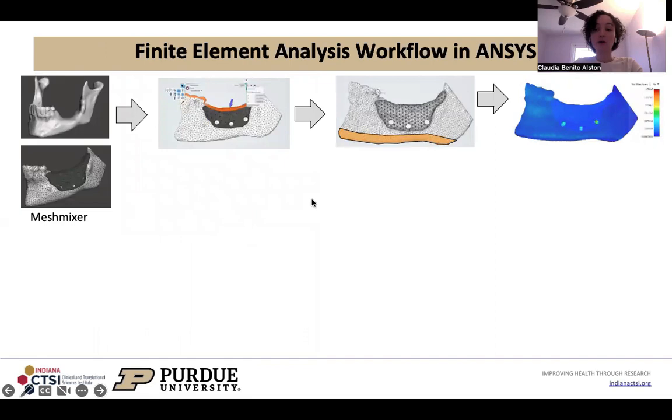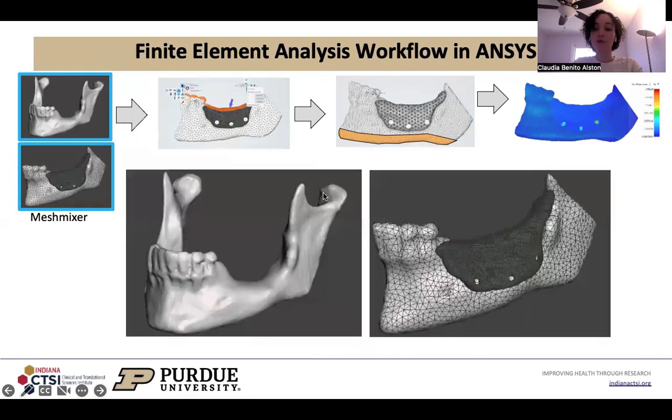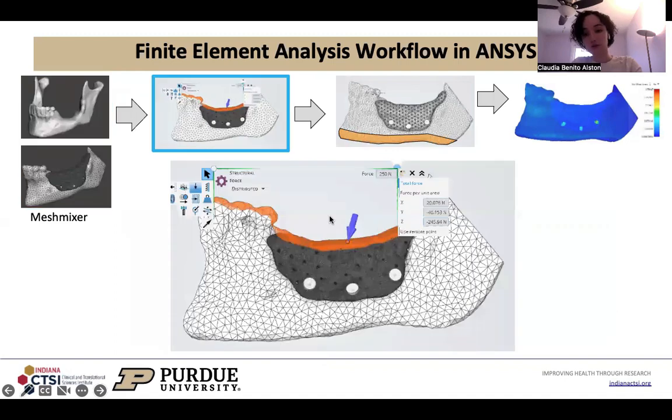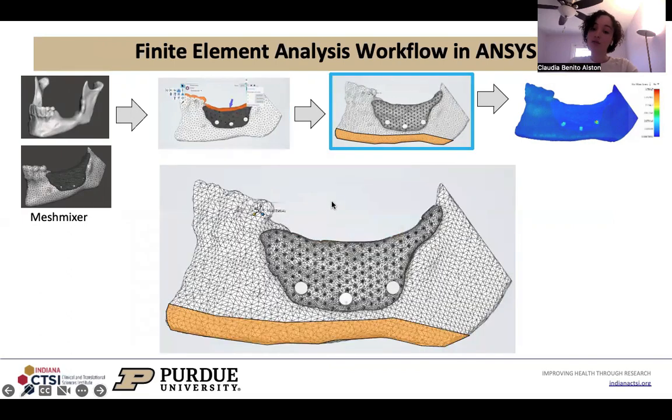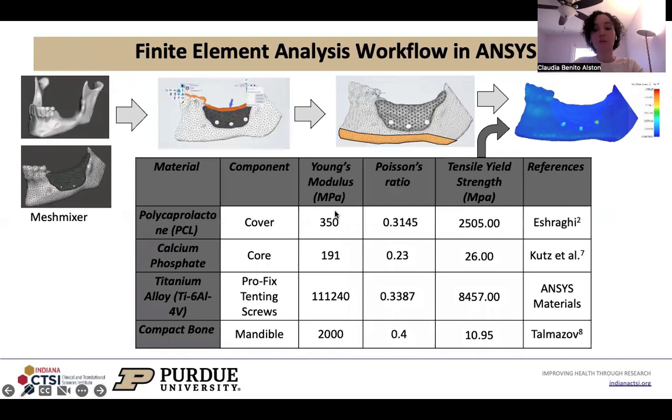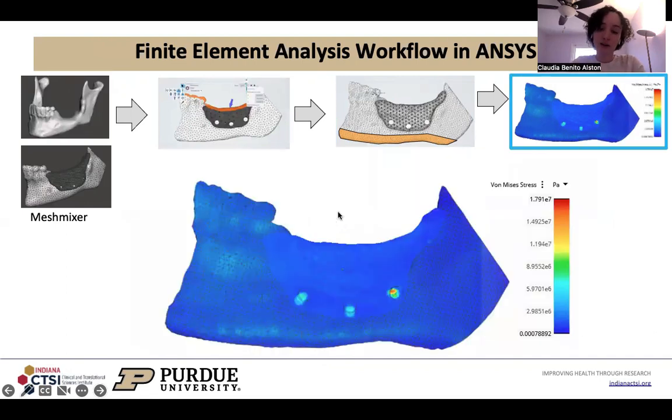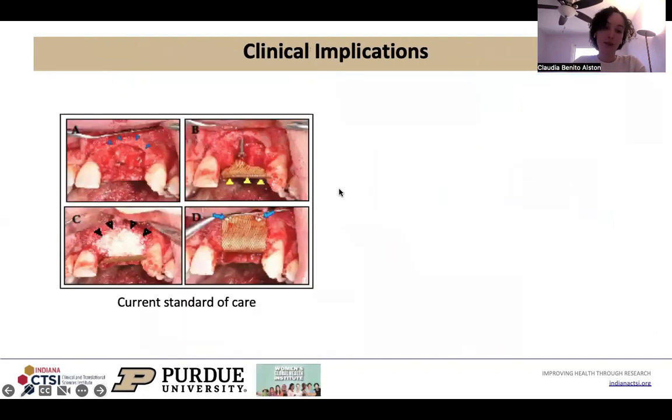Using an open source file, we imported the mandible into Meshmixer, where we designed the graft. It was then imported into Ansys, where we modeled vertical compression at the maximum mastication force of a healthy adult, which was 500 newtons. Then we fixed the bottom edge of the mandible to recreate mechanical testing methods. And lastly, the material properties were added to the model, leading us to the finite element analysis being performed.